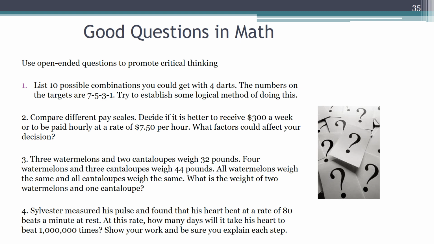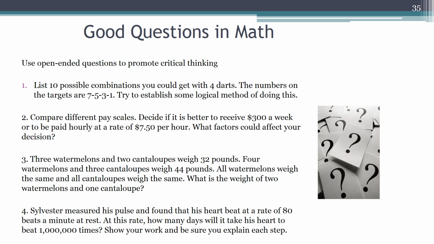So good questions in math, higher order thinking or open-ended. Open-ended meaning there's more than one approach, maybe even more than one answer. So questions like, list 10 possible combinations you could get with 4 darts. And the numbers on the target are 7, 5, 3, 1. But they're asked to focus on a logical method of doing that.